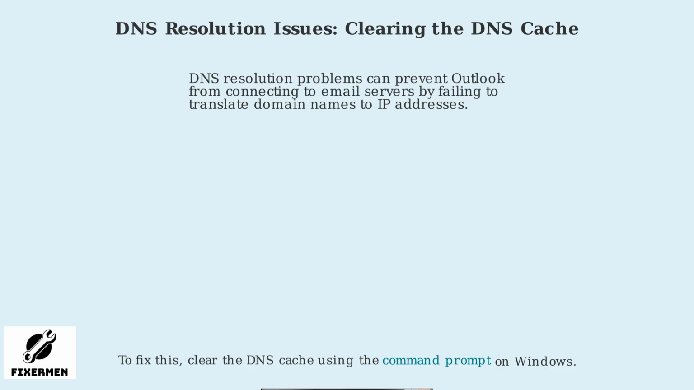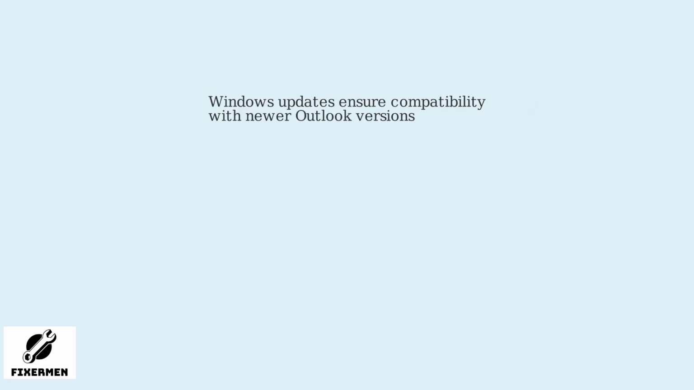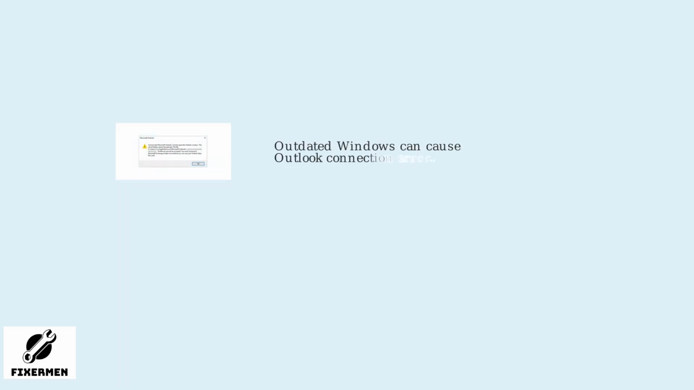Keeping your Windows operating system up to date is crucial for Outlook compatibility. Outdated Windows versions can conflict with newer Outlook features, leading to connection problems and error messages. For example, compatibility issues between old Windows versions and new Outlook builds can prevent Outlook from connecting to servers, showing errors like "cannot start Microsoft Outlook" or problems with data files.